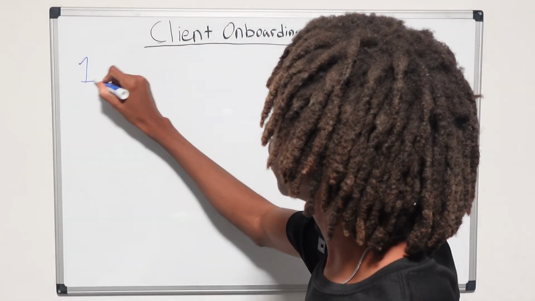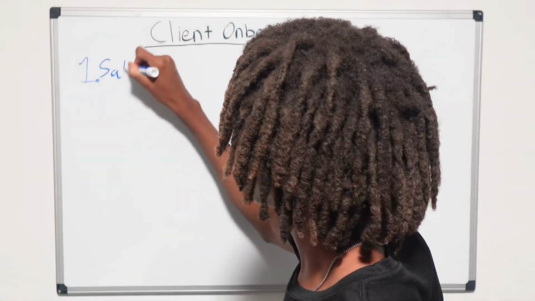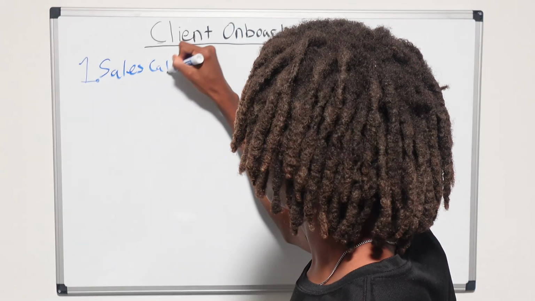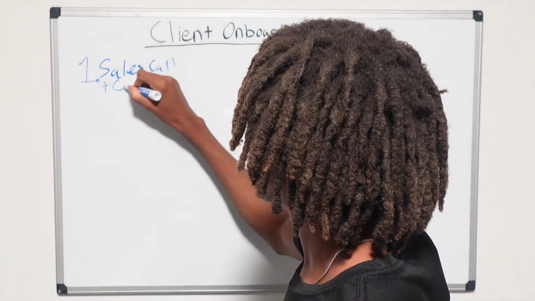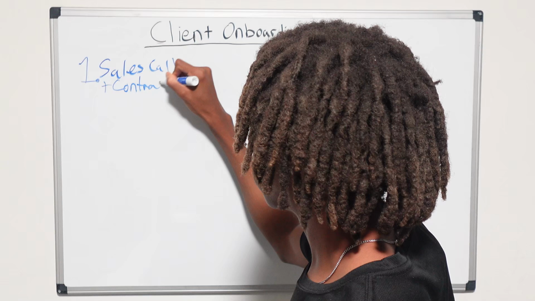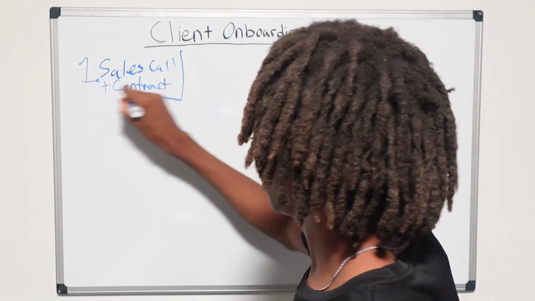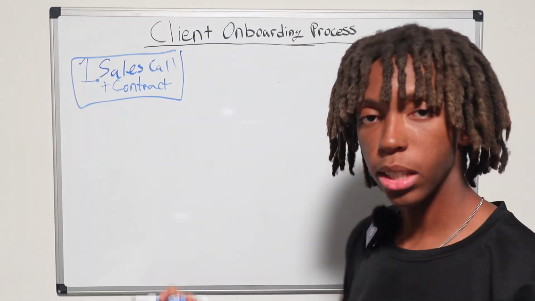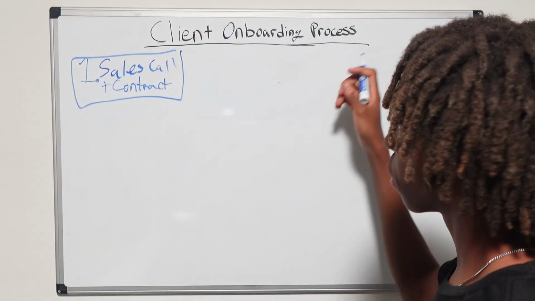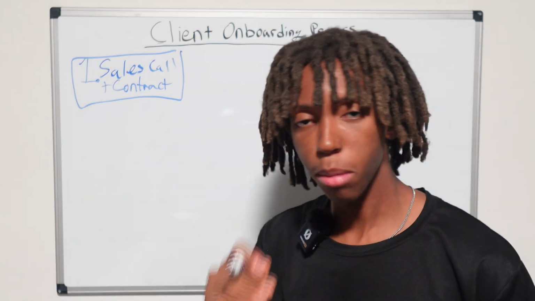So let me put one right here. Let's do sales call, and then I'll do plus contract. So this is going to be for sure the first one. I'm not doing anything before this. Remember, this is just for onboarding. There's going to be 6 steps in the client onboarding process, and there's going to be a bunch of mini steps under that.